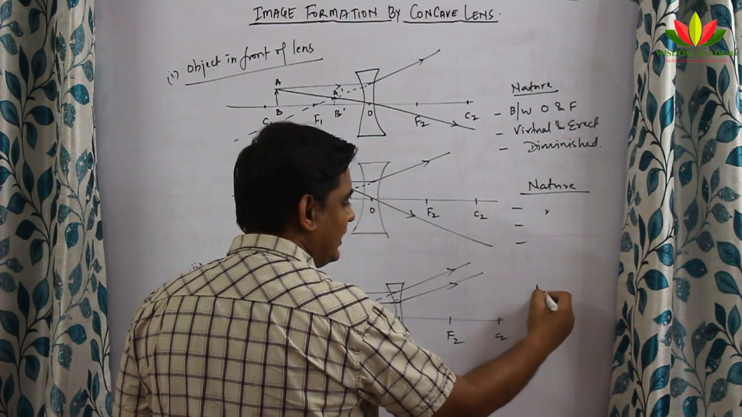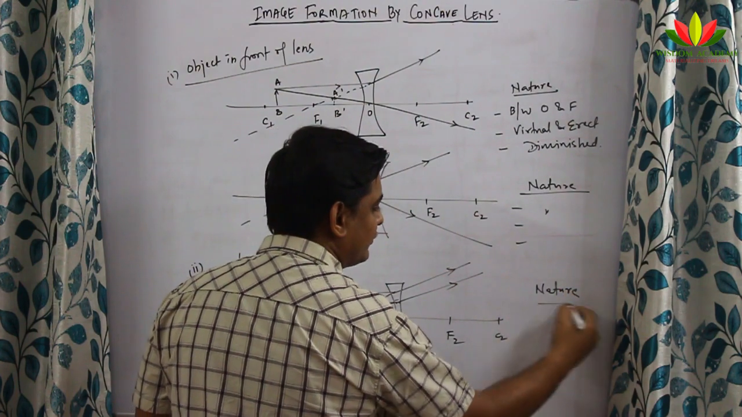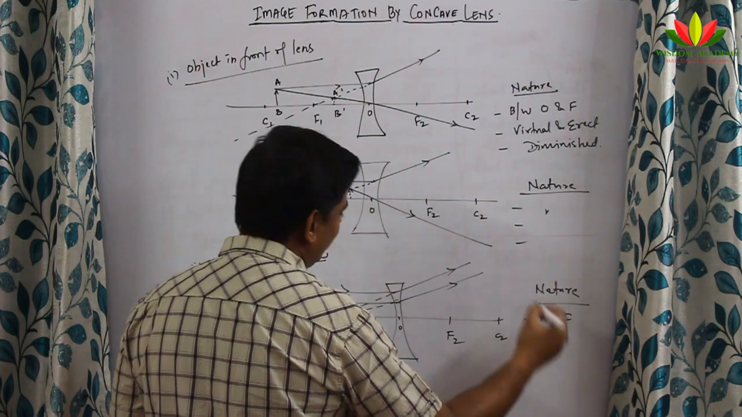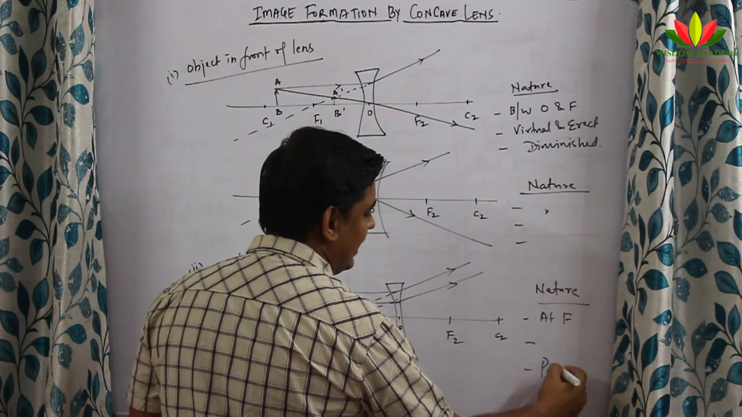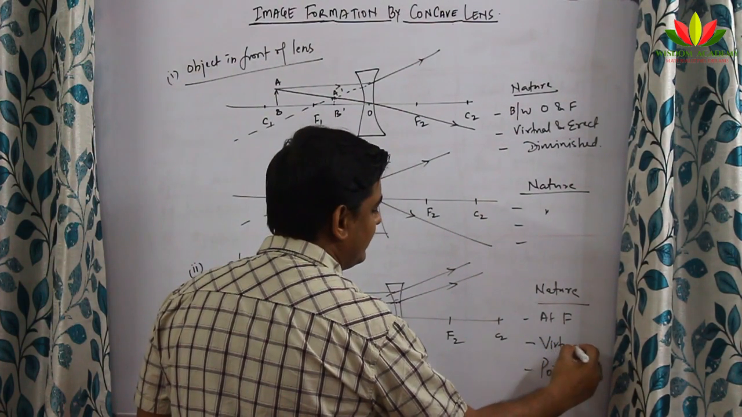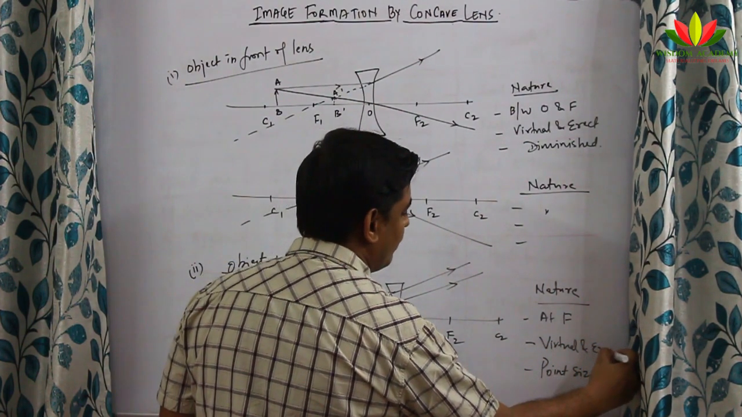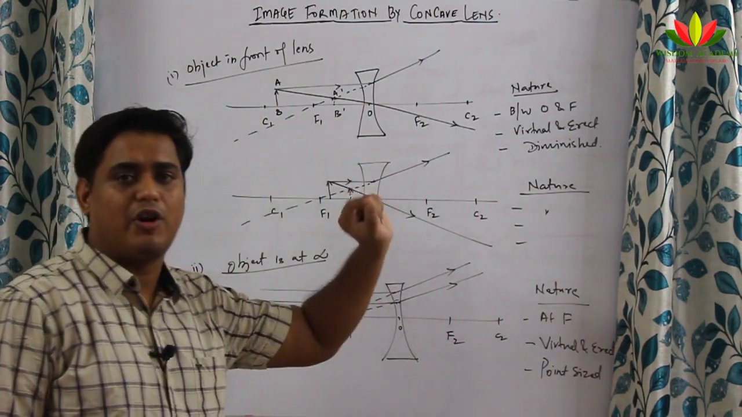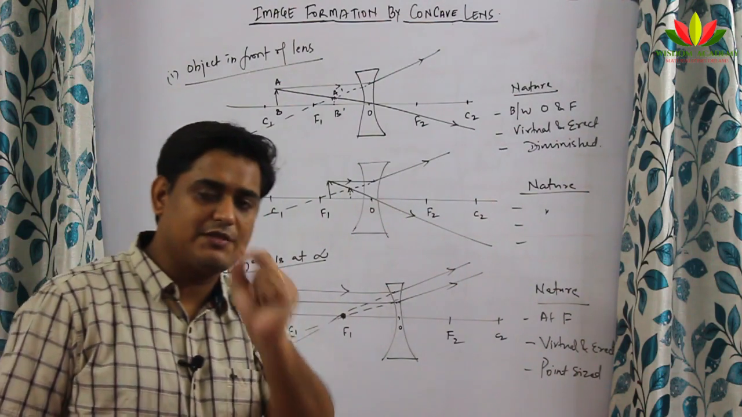So what is the nature? First, where is the image formed? The image is formed at focus. What is the size of the image? Highly diminished or point sized. And what is the nature? It is virtual and erect. Since it is virtual, it will obviously be erect. So we can see that if the object is anywhere in front of the lens, then the image will be between O and F.